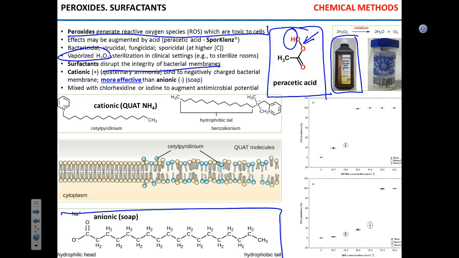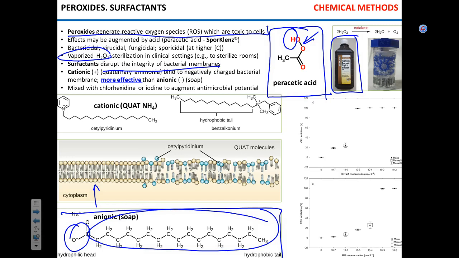Why are they called anionic? You see this long tail? And there is a negatively charged anion, a carboxyl group, at the end. So the idea of an anionic surfactant is to incorporate its long tail into the bacterial membrane or any cellular membrane and disrupt it. Does that make sense?